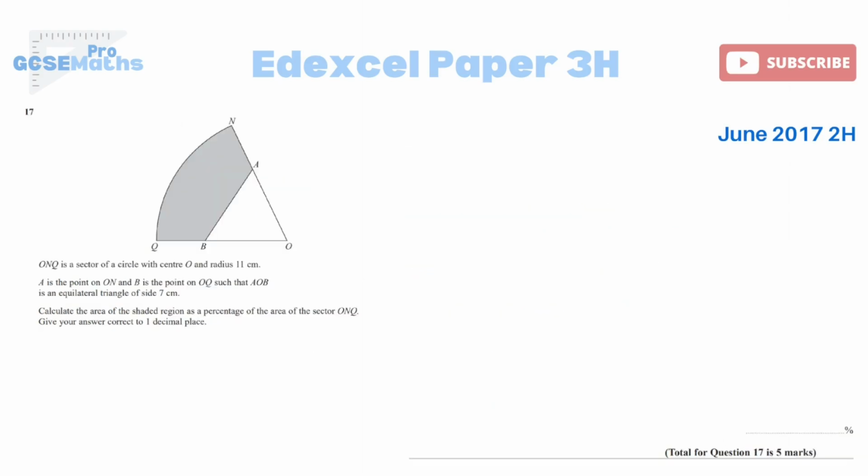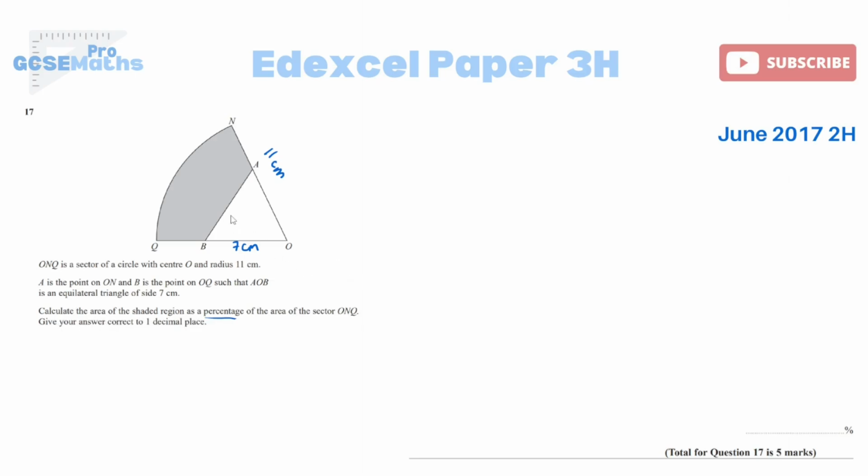Question 17. ONQ is a sector of a circle with centre O and radius 11. So we could write 11 here for the whole thing. A is the point on ON and B is the point on OQ, such that AOB is an equilateral triangle, side 7. So that's 7 for the triangle. This bit across here is also technically 7. Calculate the area of the shaded region as a percentage of the area of the sector ONQ.